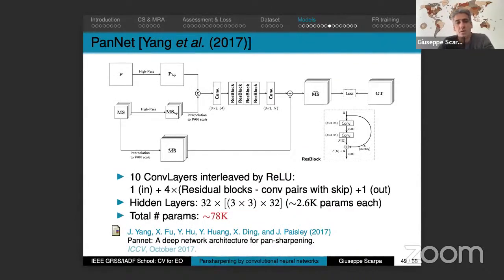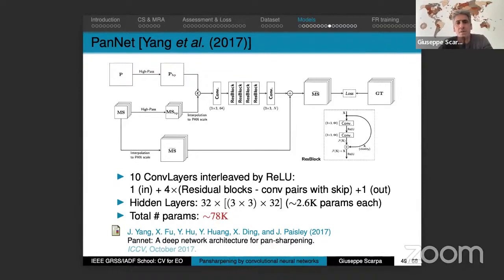Let's look now at another popular network, which is PANNET. This net leverages a more extensive use of residual learning with a global skip connection as in the advanced PNN, but also with the presence of a cascade of four residual blocks. Moreover, the authors decided to feed the convolutional section only with the high-pass components of both PAN and MS. Although this model looks deeper than PNN, the overall weight in terms of number of parameters is approximately the same because it uses smaller convolutional kernels.